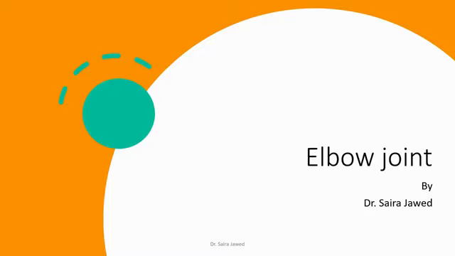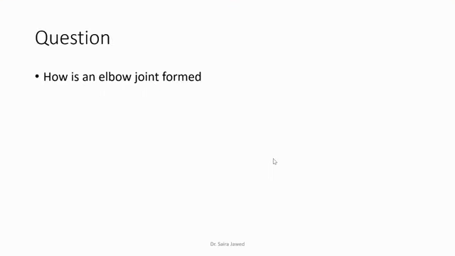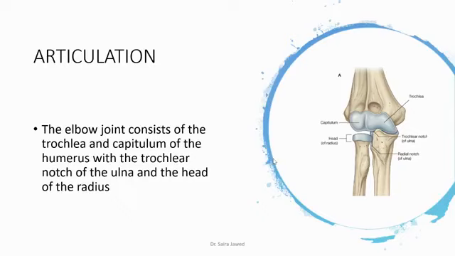Okay, Bismillahirrahmanirrahim. We are discussing the elbow joint, and the elbow joint is formed by articulation of the distal end of the humerus, or lower end of the humerus, with the proximal ends of the ulna and radius.